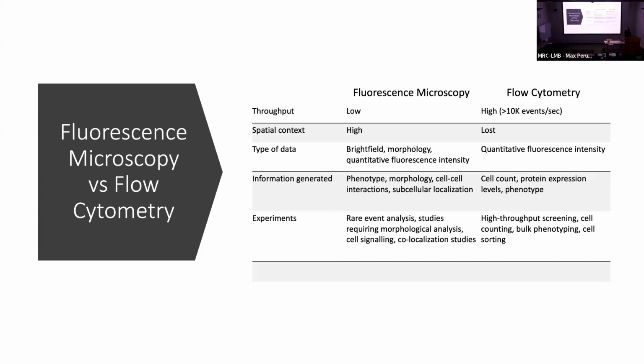And again, a couple of the experiment examples that I have outlined here: if you want to do really rare event analysis, morphological analysis, or any subcellular localization, then you're really going to go to microscopy. But if you need to do any kind of high throughput screening or bulk phenotyping, and particularly for any cell sorting where you do need to purify populations of interest, the only way to do that is via flow cytometry.